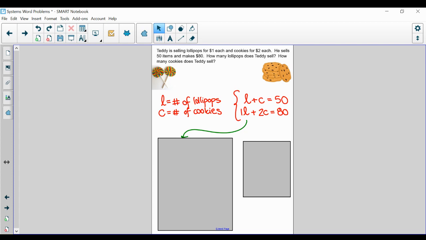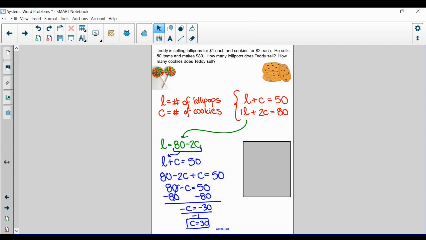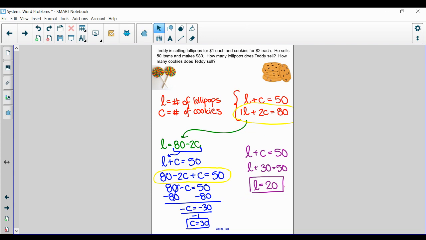In this situation, I actually chose to use substitution just to show you another example. I decided to take the bottom equation and rewrote it as this green equation, meaning I just subtracted 2C from both sides. I then plugged that into the top equation. So my new equation with the substitution became 80 minus 2C plus C equals 50. When I solved this all the way down, I ended up with C equals 30. I then plugged C equals 30 into the top equation to solve for L, which is 20. So Teddy sold 30 cookies and he sold 20 lollipops.